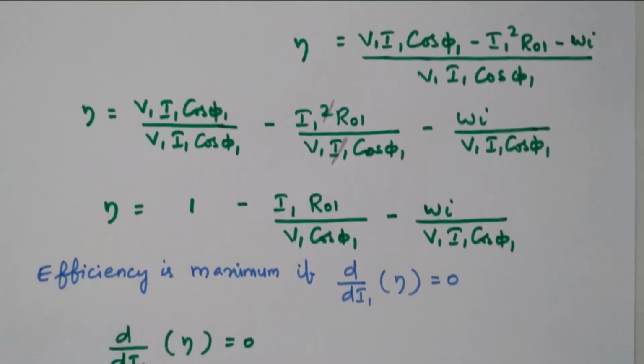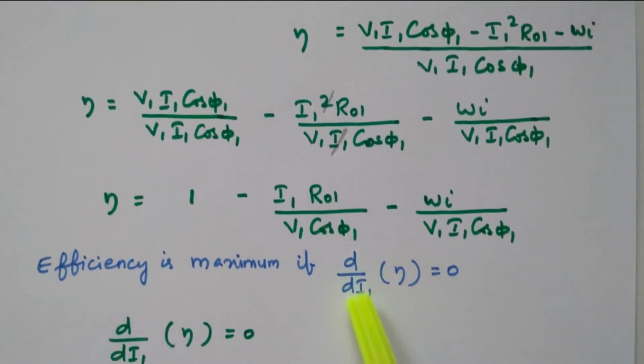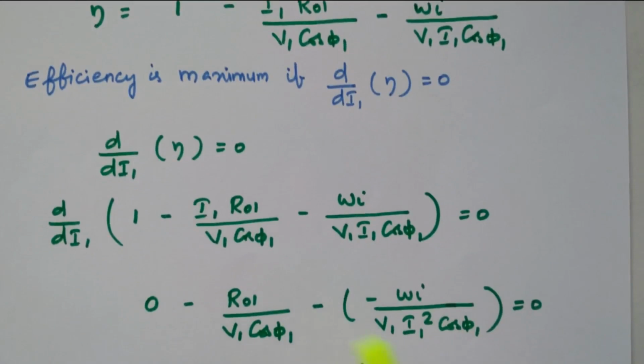What is the condition for maximum efficiency? We differentiate the above equation and equate it to 0, and that will give the maximum efficiency. It is differentiated with respect to I1, because when the current increases, the losses also increase. Iron loss will be constant, but the copper loss will increase depending upon the current. So we differentiate the efficiency equation with respect to the current I1 and equate it to 0, which gives the maximum efficiency. So d by dI1 of the efficiency equation equals 0.